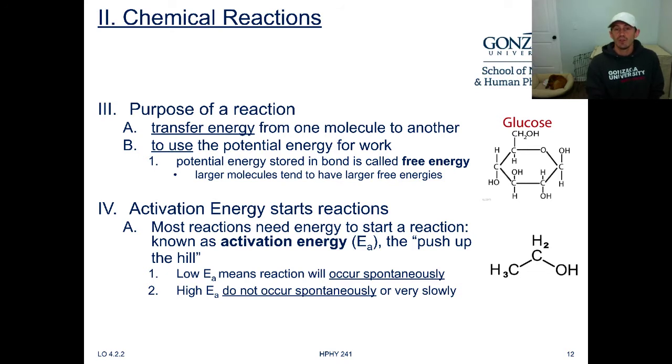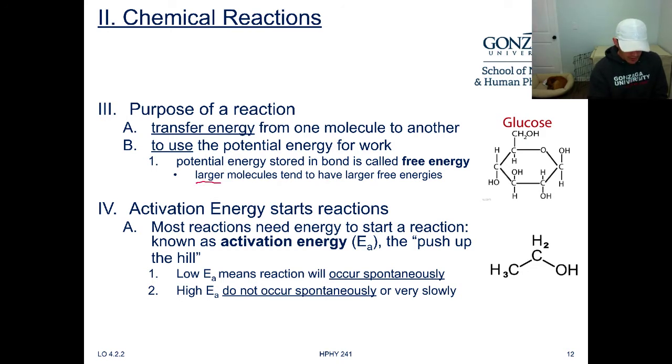Whenever our cells are going to use that potential energy for work, and we have a bond and it's broken, it's going to release energy. That's called the free energy. So the potential energy that is stored in the bond, once that bond is broken and that energy is released, it's called free energy.